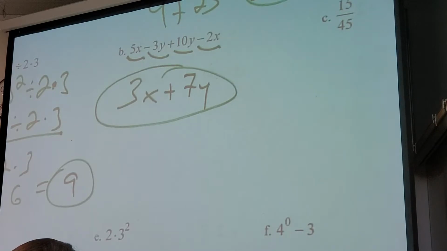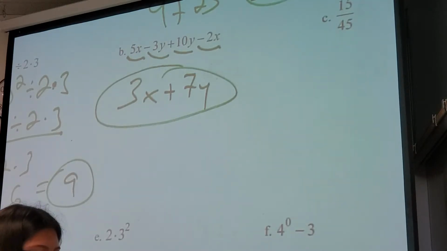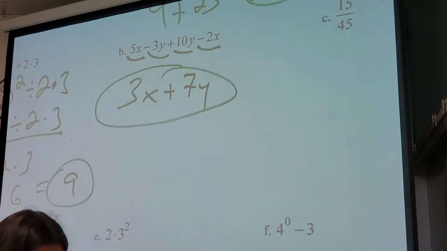There's no negative 5x. Careful. There's a 5x. Oh, right. And then negative 2x plus 5x brings 3x. And then that minus sign stays there, so it's negative 3y plus 10y, which brings us to 7y. I like it.